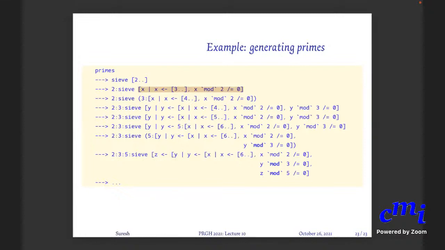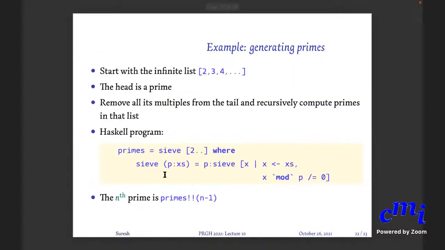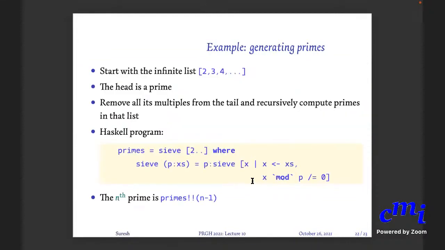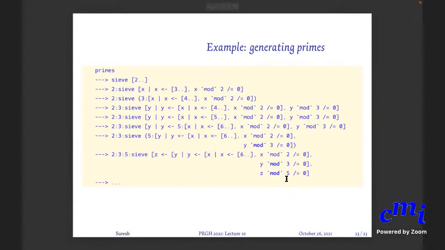Sir, in our definition, you have sieve of p colon xs: the moment you have a head, you pick it out and put it in your primes. If it satisfies all conditions, it simply goes out. Yes, if it step by step comes out of this, it will go out. But 5, you remember, has to pass through the first list and it has to pass through the second list also. Okay, sir. Anyone else?